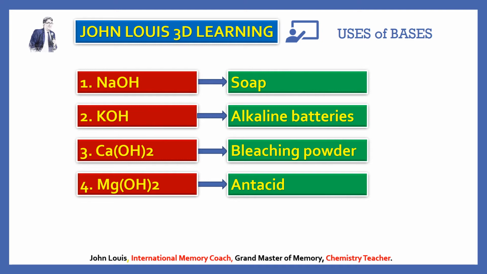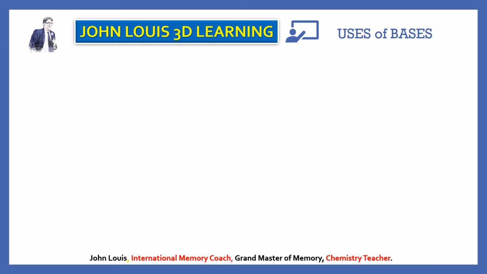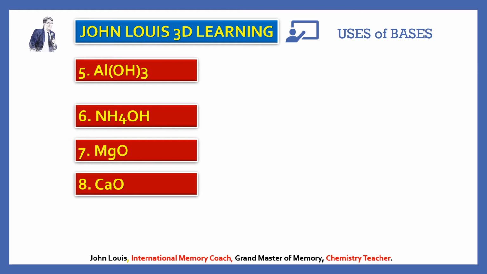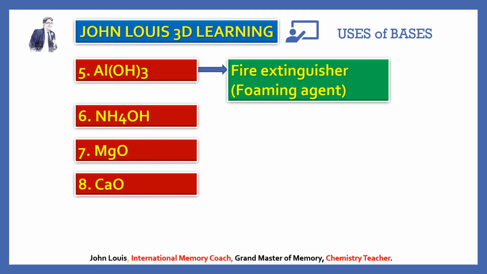Okay, so the next 4 bases we will see in the next slide. The next 4 important bases are aluminum hydroxide, ammonium hydroxide, magnesium oxide, and calcium oxide. See, aluminum hydroxide is used in fire extinguishers, as a foaming agent. So aluminum hydroxide makes more froth to form, so that is used as a foaming agent in fire extinguishers.